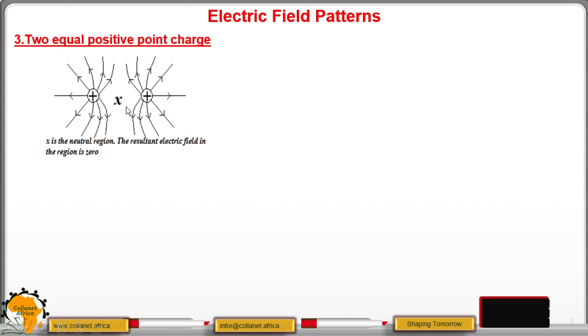It is a result of the cancelling out of these two electric fields. Remember, we have the electric field here and the electric field here, and then the resultant here will be 0 because of the repulsion.